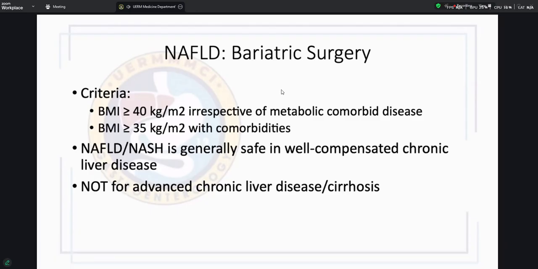Most studies of bariatric surgery have shown that bariatric surgery is generally safe in individuals with well-compensated chronic liver disease, and it improves hepatic steatosis and necroinflammation. But the effects on hepatic fibrosis have been variable. So while NAFLD or NASH alone is not an indication for bariatric surgery, it is not a contraindication and may even be of benefit in improving hepatic steatosis and necroinflammation. However, those who have advanced disease like NAFLD-related cirrhosis, especially those who have portal hypertension, should not undergo bariatric surgery.